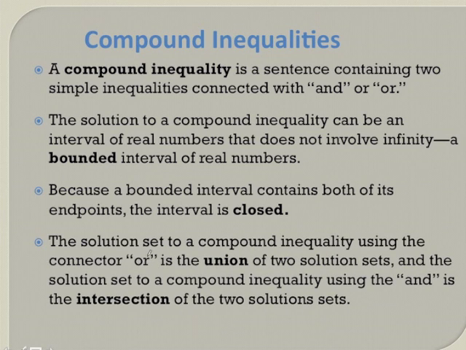The solution set for a compound inequality using the connector OR is the union of two sets, and we just combine and put them together. The solution to a compound inequality that uses AND is the intersection of the two sets and is where they overlap.